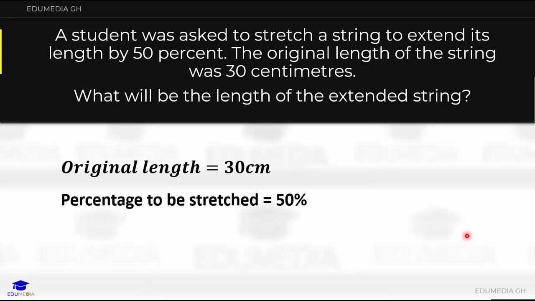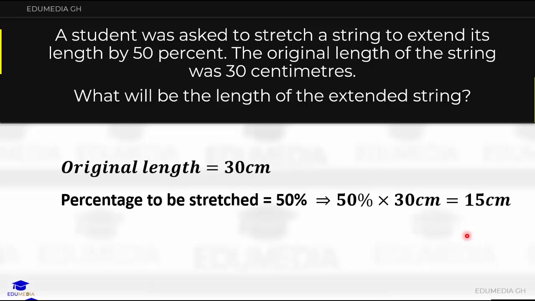50%. Now, stretching it by 50% means that the string is already there. Pull it, extend it. Pull it for it to extend by 50% of its original size. Therefore, we have 50% times 30. That gives us 15 centimeters. Now, this is the length of the stretched part, not the whole string. This is the length of the extended part.